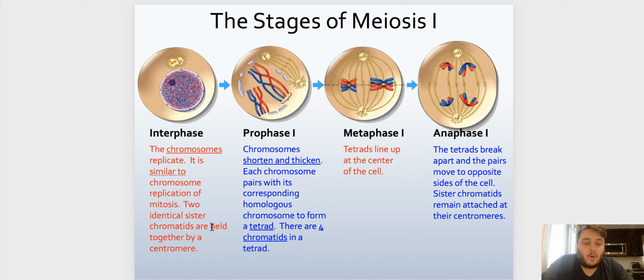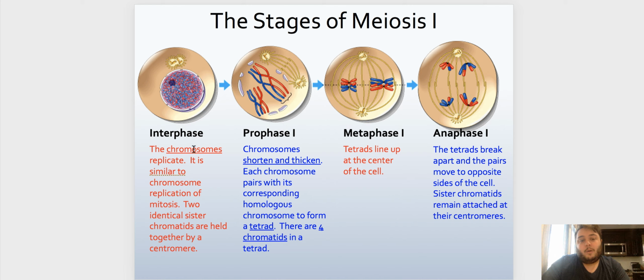2 identical sister chromatids are held together. So remember, the way it looks is the same too. Now I'm going to just tell you that real quick: you don't really need to worry about how to identify the pictures in meiosis. I would worry about identification just for mitosis. For meiosis 1 and meiosis 2, just remember what occurs in each.